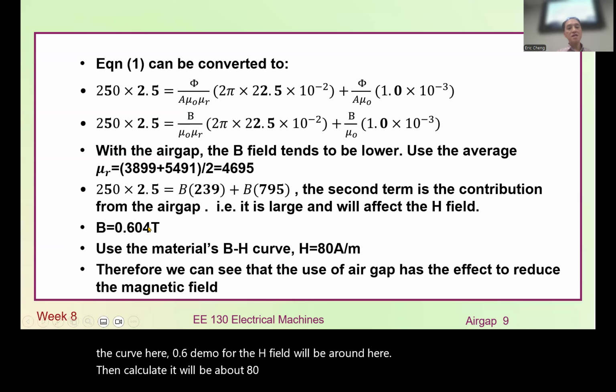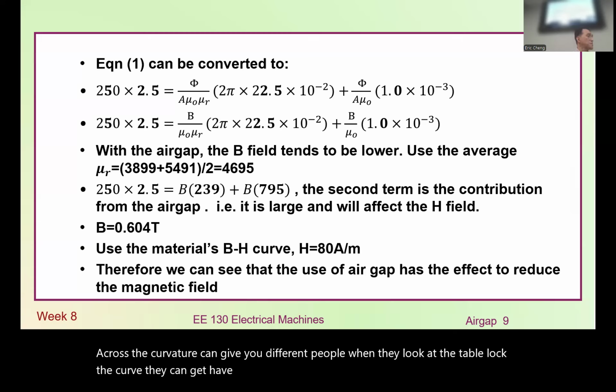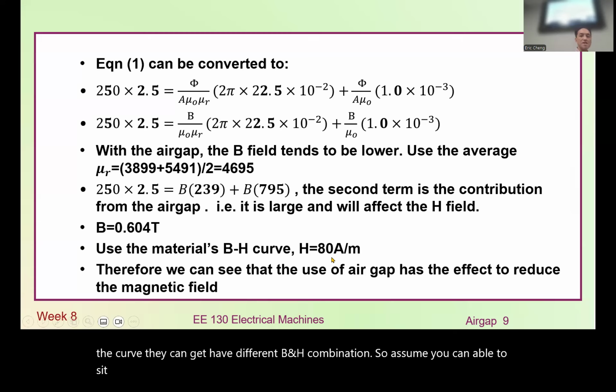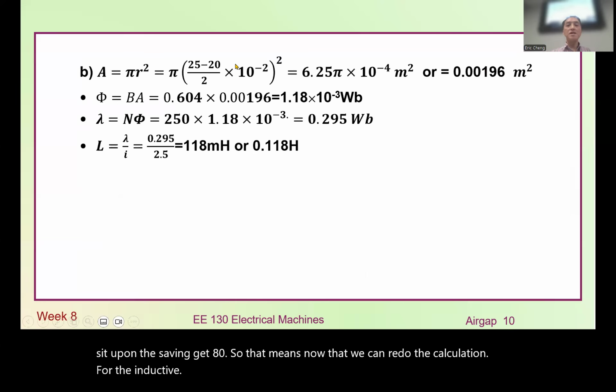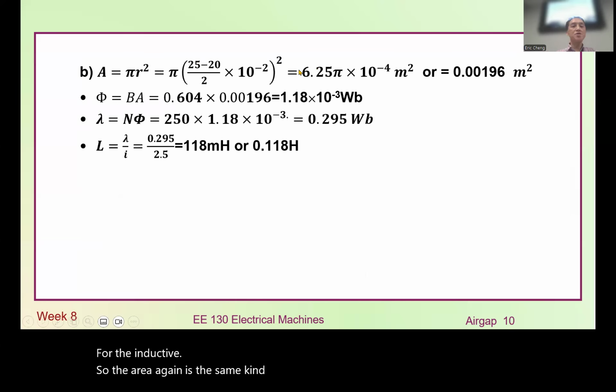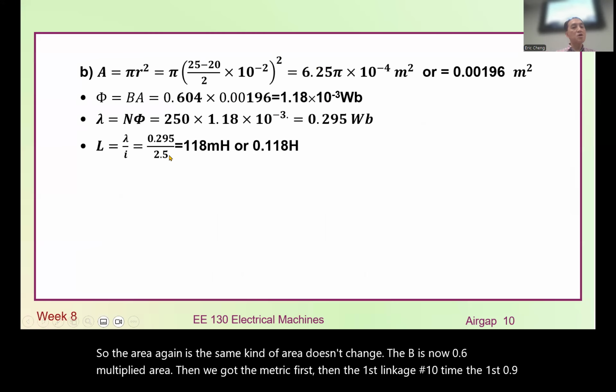So you can see that, of course, the curvature can give different people, when they look at the table or the curve, different B and H combinations. So assuming we are able to get 0.6, we can get 80. That means now we can redo the calculation for the inductance. The area is again the same, it doesn't change. The B is now 0.6 multiplied by the area, then we get the magnetic flux. Then the flux linkage, number of turns times the flux, we get 0.95, and then divide by the current, 2.5.